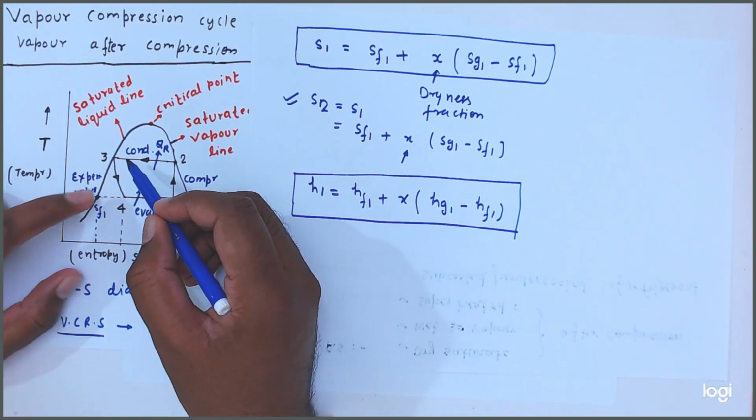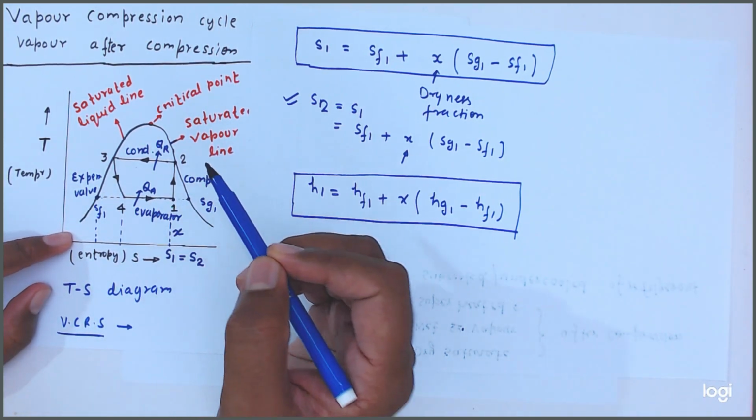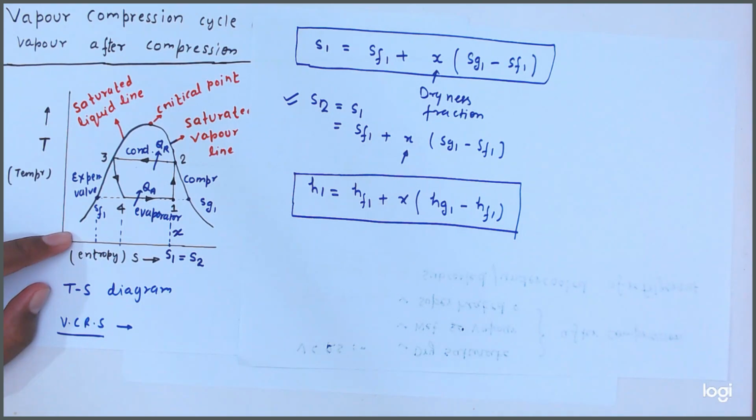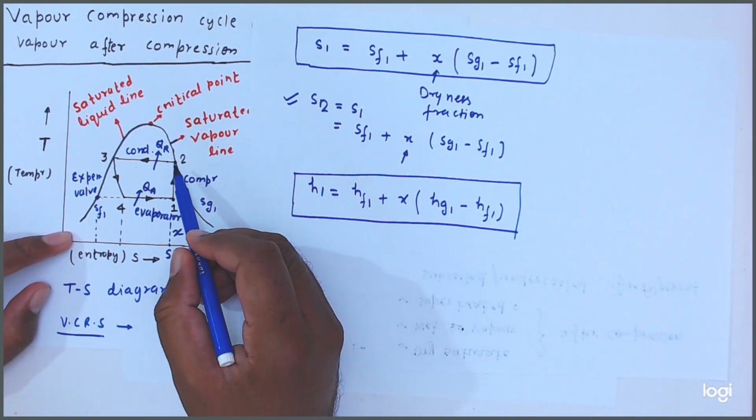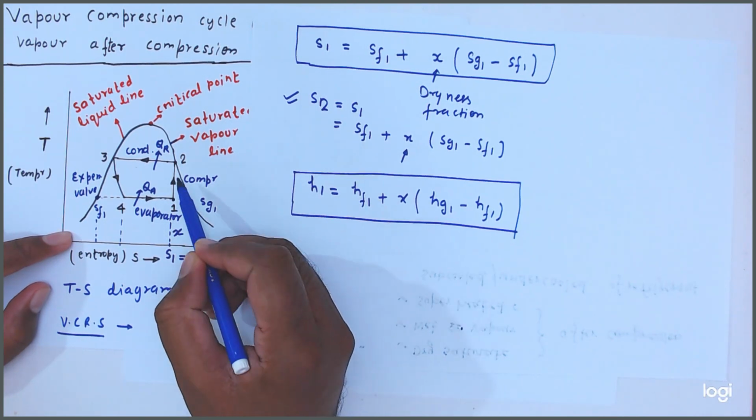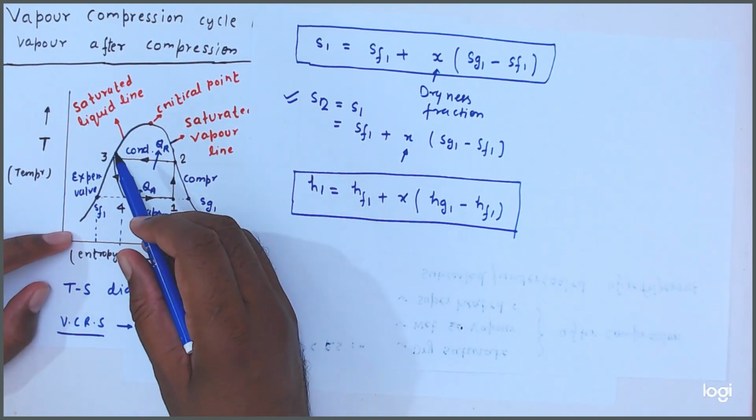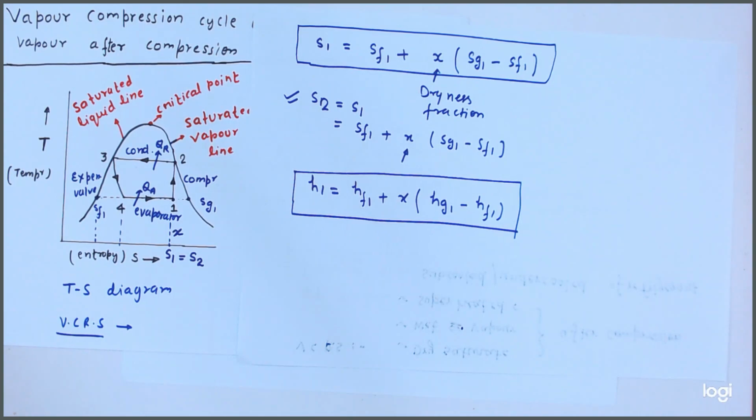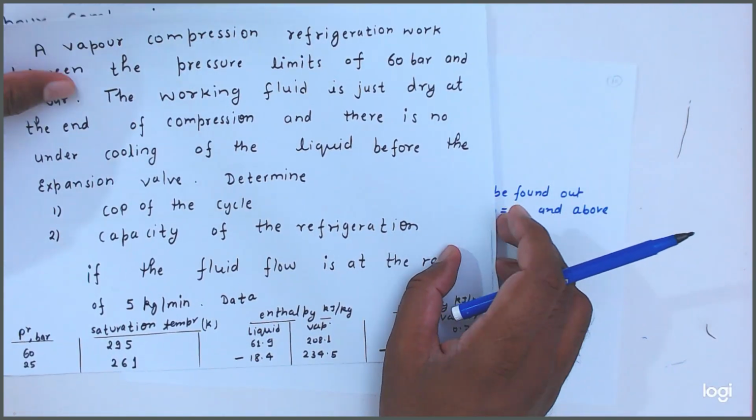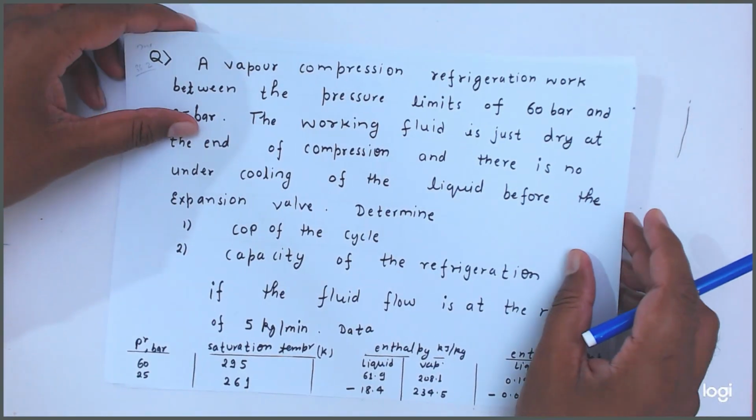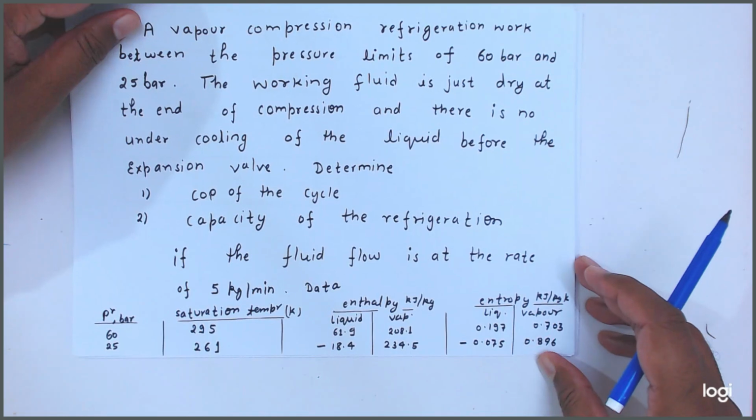Friends, again I repeat, in the chart the values are given at this line, the saturated vapor line and the saturated liquid line. Like this, friends, this is one of the questions.